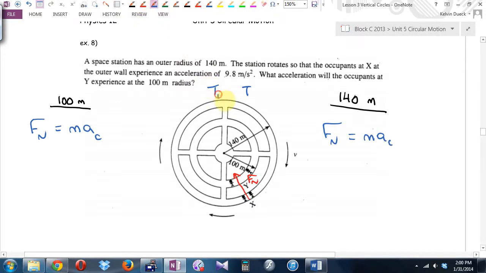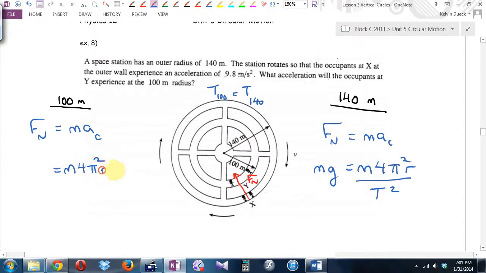T at 100 meters equals the period at 140 meters. So I think I can say this: m 4 pi squared r over T squared. And they've told me that at 140 meters, I feel that. This is going to be m 4 pi squared r over T squared.